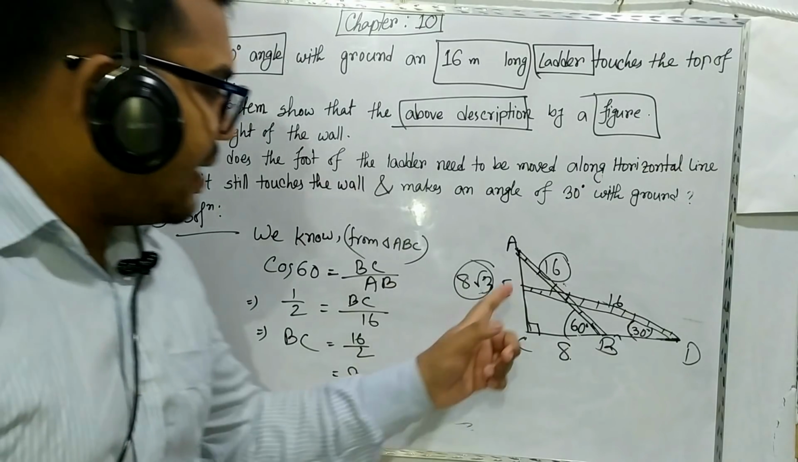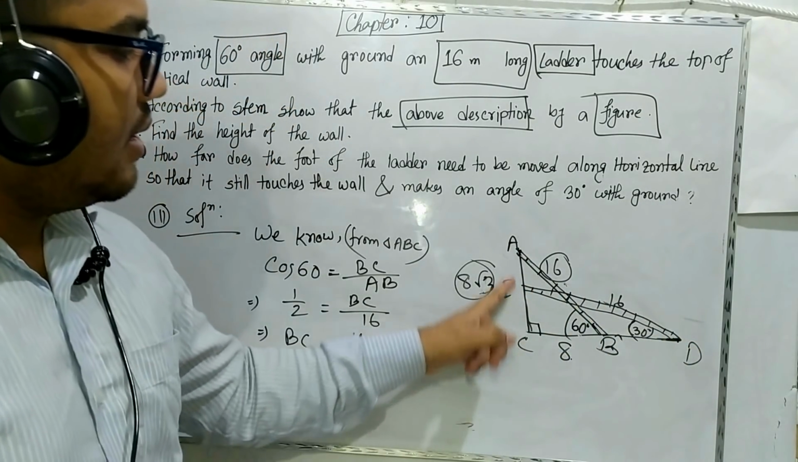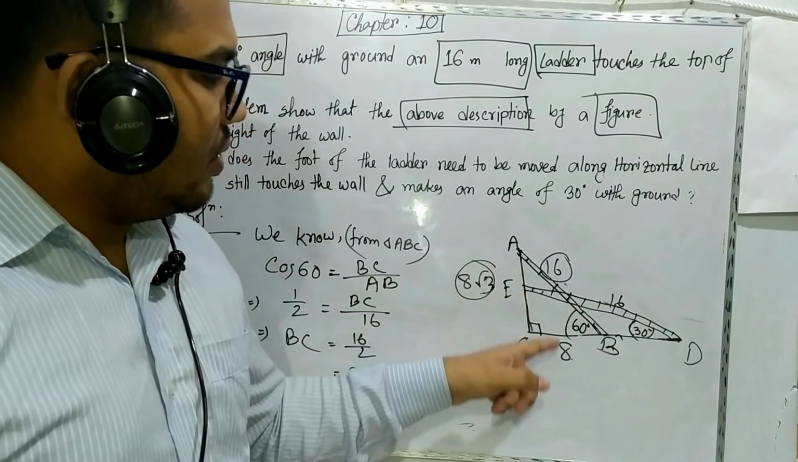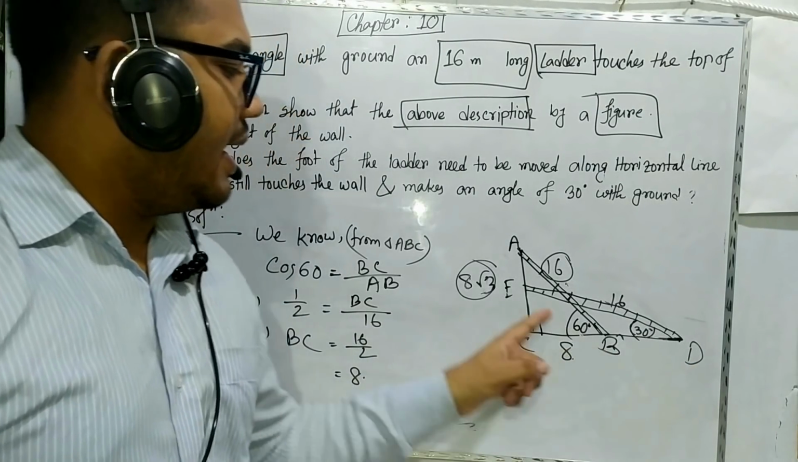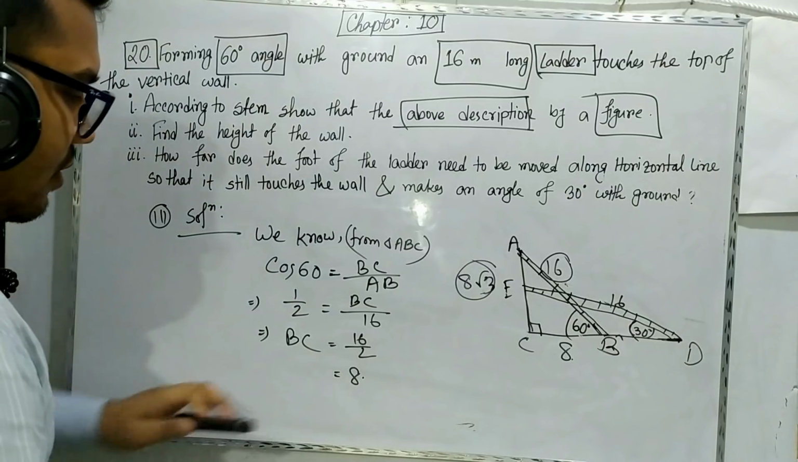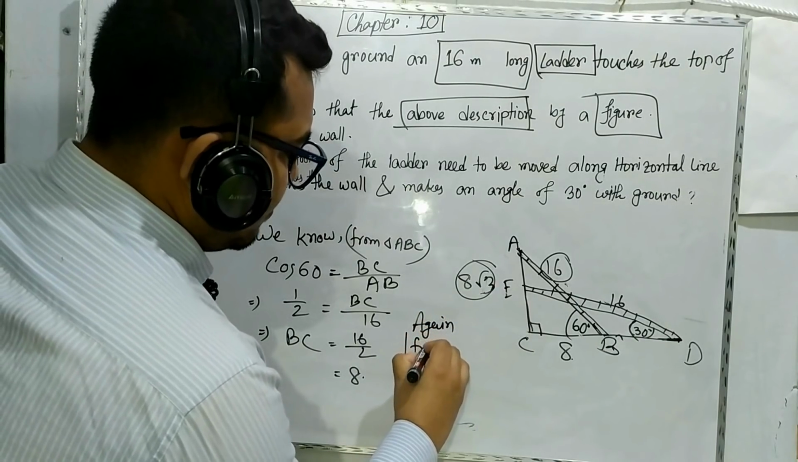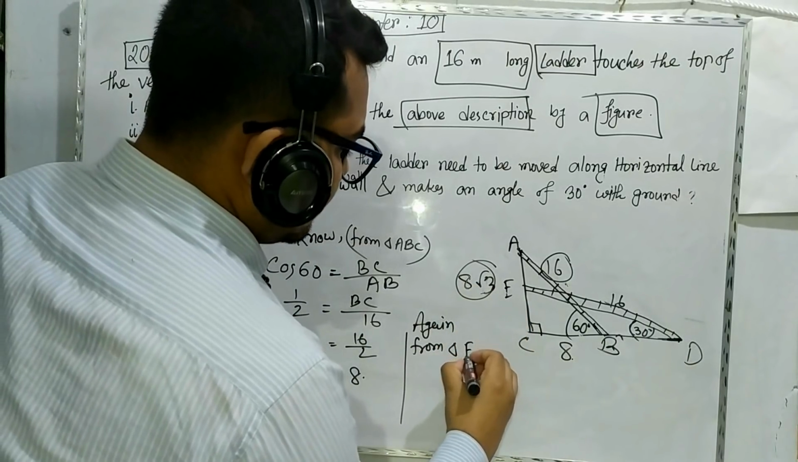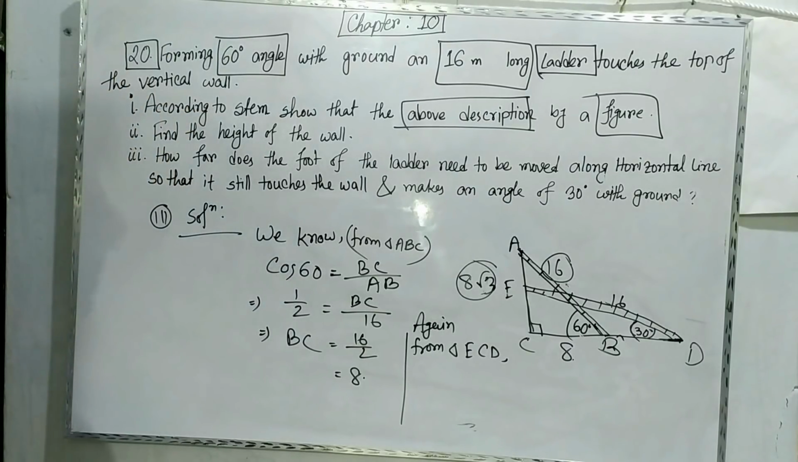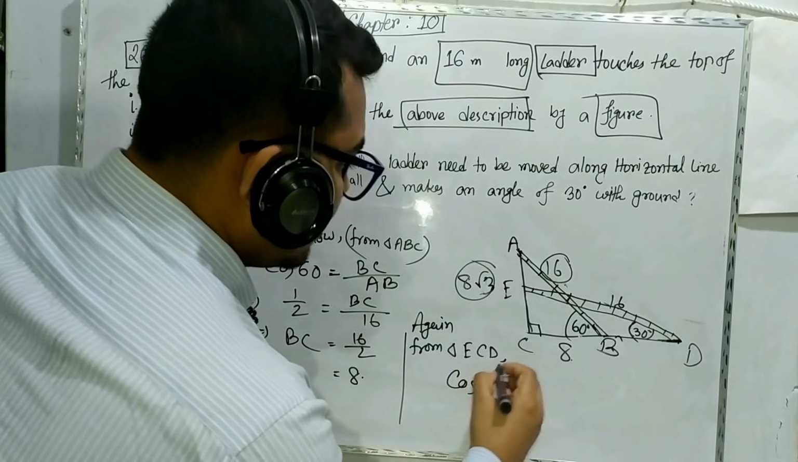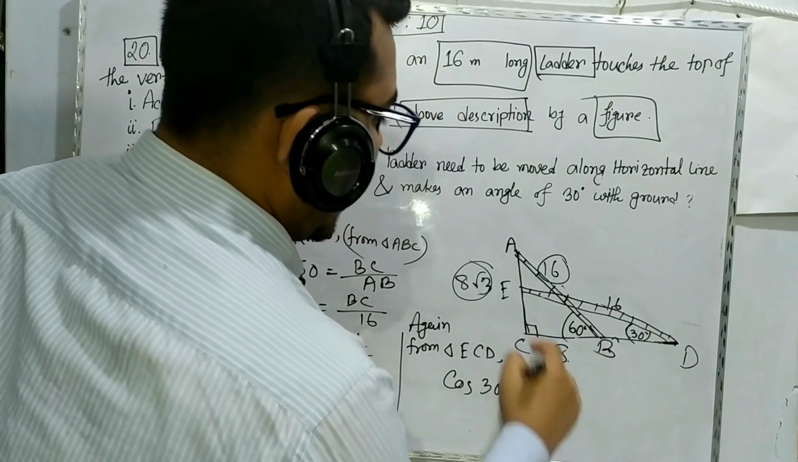Now back to triangle ECD. This is also a right angle triangle where we know the value of BC is 8, and we don't know BD, which is the part we have to find, and we know the value of ED. From this triangle, this is the hypotenuse and this is the base. The relation between base and hypotenuse is, yes, absolutely, cos theta. So cos 30 degrees equals base, that is CD, divided by hypotenuse, that is ED.